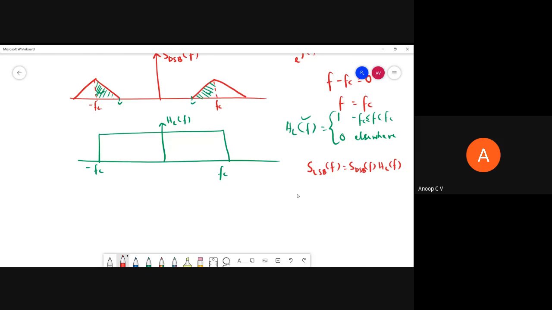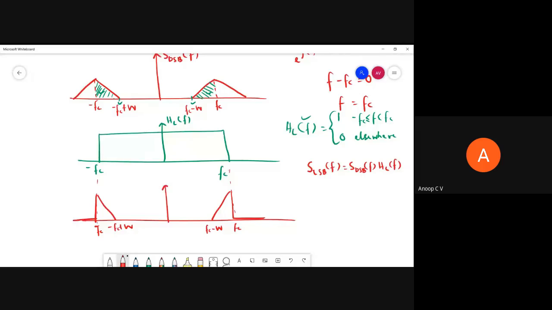So now I'll just try to draw it to the same scale, right? So this is say FC and this is minus FC. I'll mark this as FC minus W, and this is minus FC plus W, right? So what we'll get now is something like this. This is minus FC and this is minus FC plus W, and here again this is FC and this is FC minus W. So this is what we will get now, right?